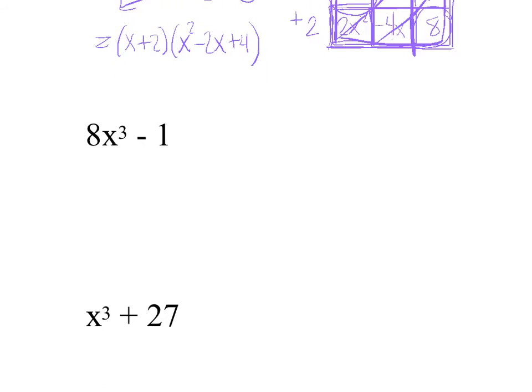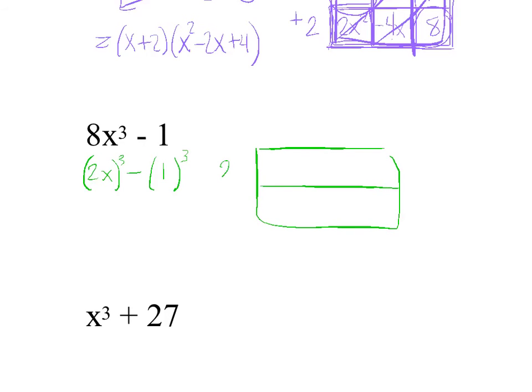I have 8x cubed minus 1. So once again, I'm trying to figure out what is being cubed for both of these. So the x is being cubed, obviously, but then also 8 is the same thing as 2 cubed, so I can put a 2 in there. So this is going to be a little bit more challenging just because there's a 2x right there. And then 1, as simple as 1 is, 1 cubed is 1. So that'll be a 1. So now I'm going to set up my box, and it'll be 2x minus 1 on the side.